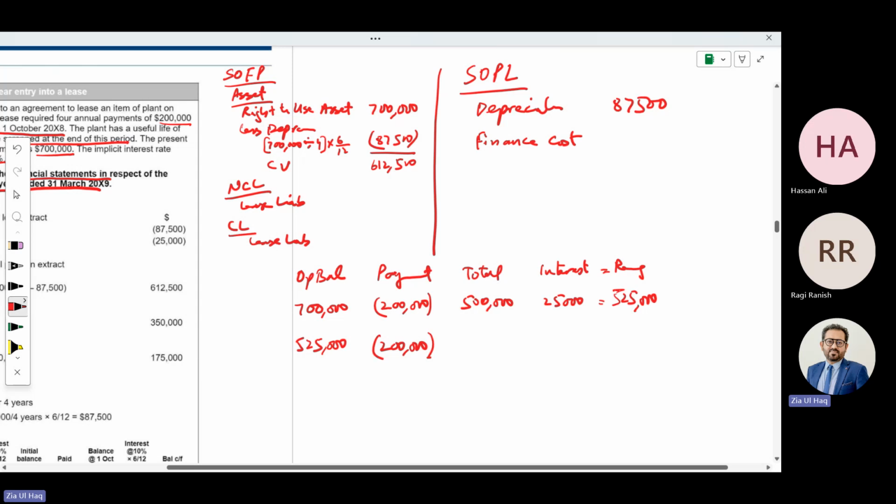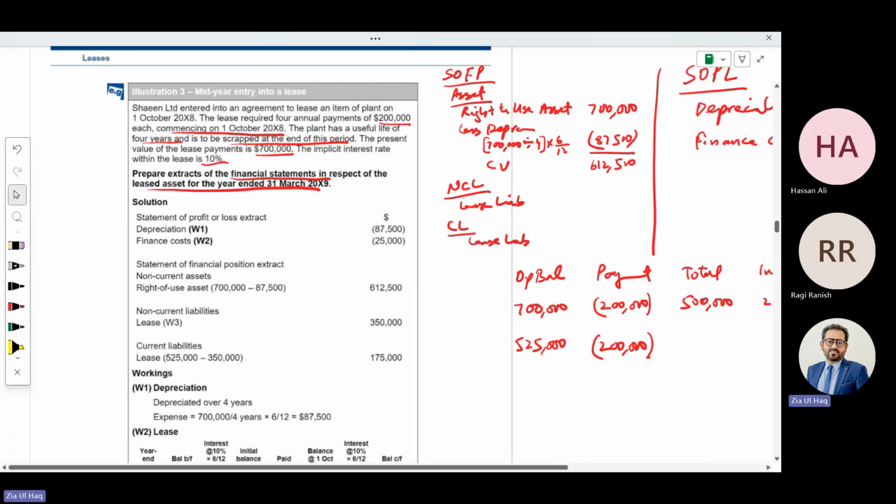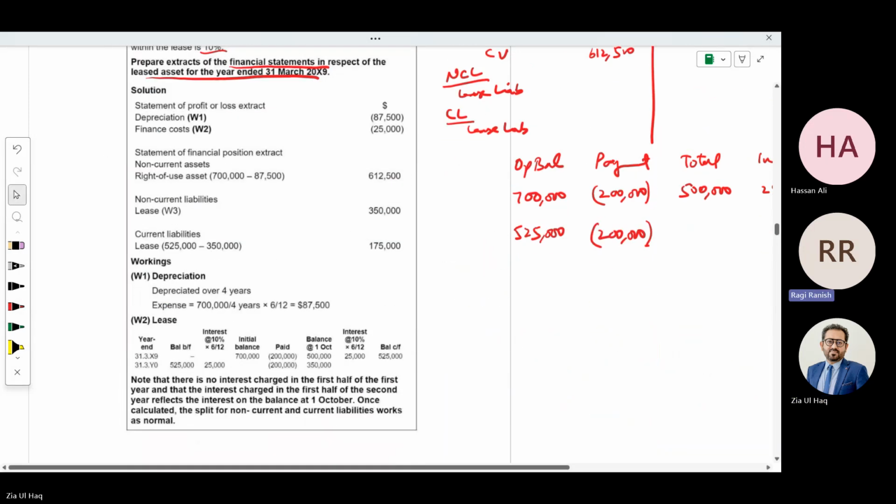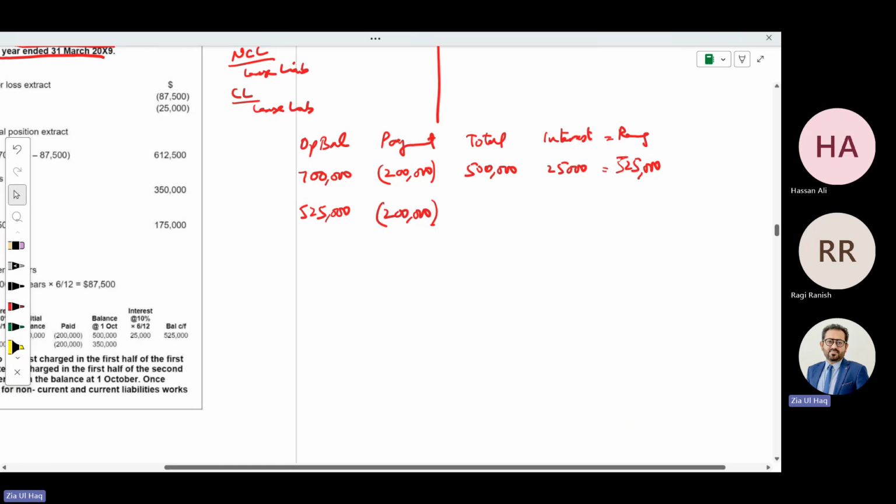And then we need to add interest, where we add interest at the end of the year. And they have written down a line here. If a company enters into a lease part way through the year, the depreciation and interest will need to be time apportioned. The liability table that we are calculating is likely to need an extra column to split the table between pre and post payment. Pre and post payment of what? Of interest.